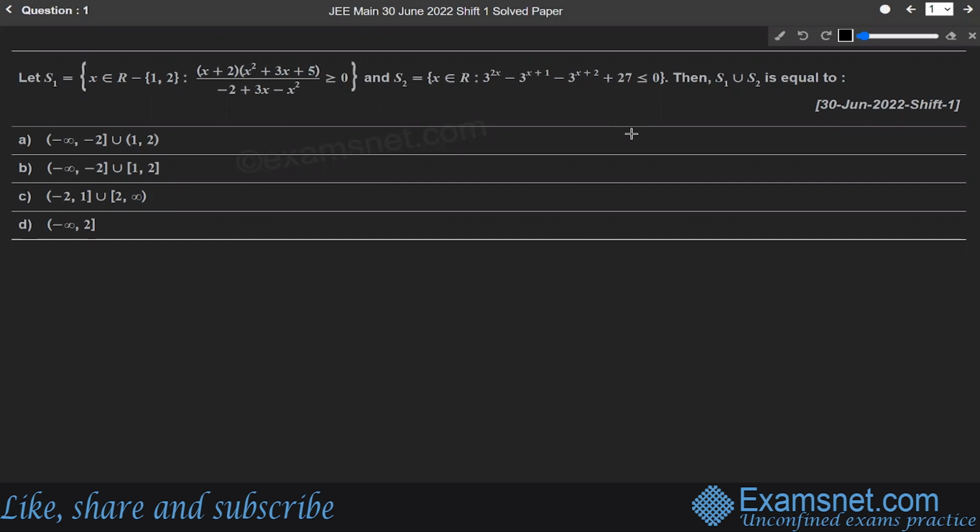Let S1 be equal to x belonging to R such that (x plus 2)(x square plus 3x plus 5) divided by (minus 2 plus 3x minus x square) is greater than or equal to 0, and S2 is equal to x belonging to R such that 3 power 2x minus 3 power x plus 1 minus 3 power x plus 2 plus 27 is less than or equal to 0. Then S1 union S2 is equal to.